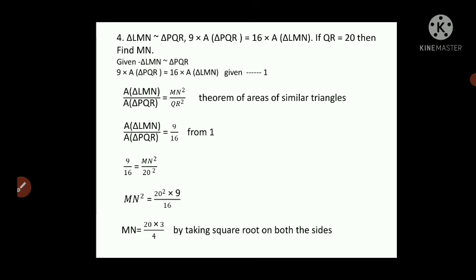So if you take square root, what happens here, MN square will be MN is equal to 20 square, 20 two times, so I am taking only one time 20. 9 is a perfect square, root will be 3. 16 is a perfect square, the root will be 4. So now when you simplify this, in the denominator we have 4, numerator we have 20. So 4 ones are 4, 4 fives are 20, and 5 threes will be 15. So MN will be 15.